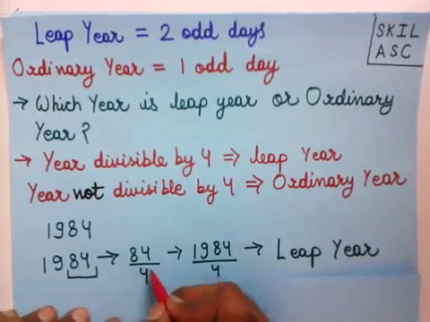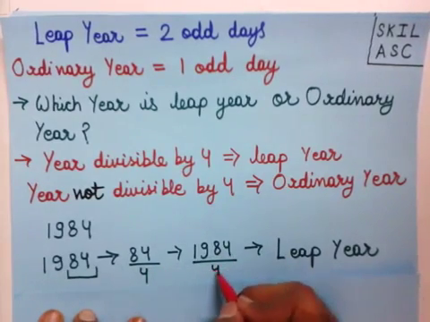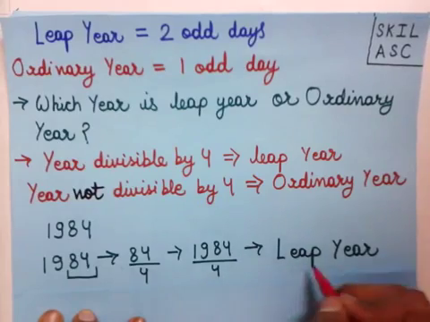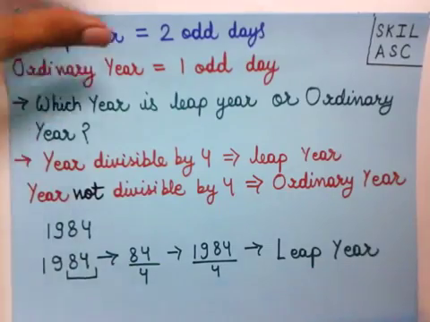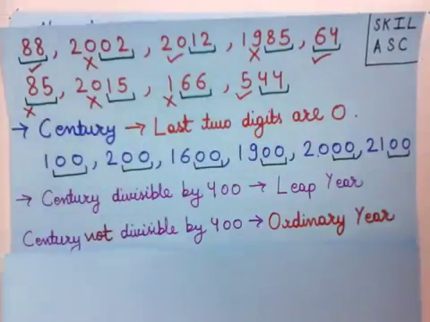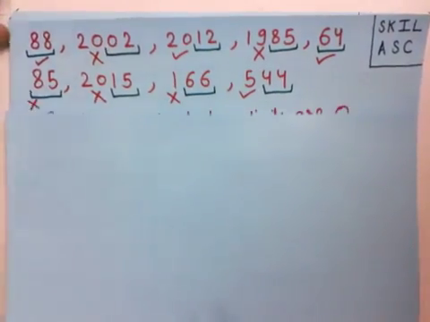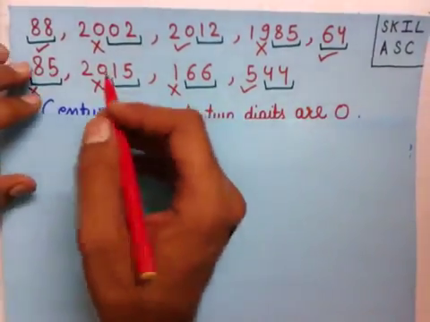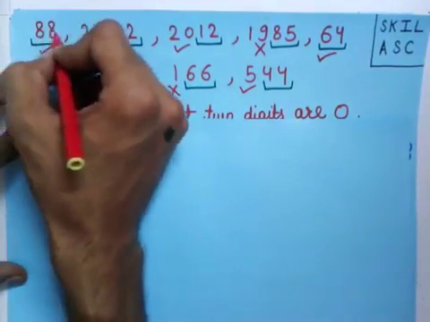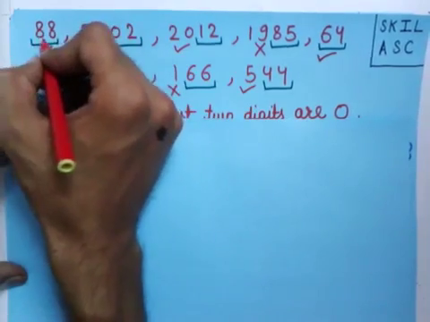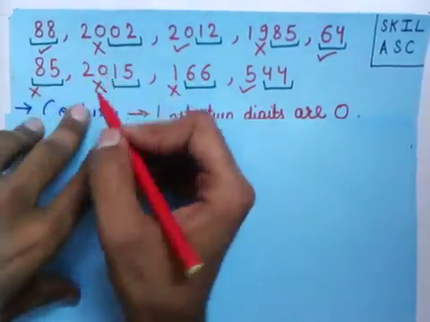In this case, 84 is divisible by 4. It means that 1984 is divisible by 4. So we say this is a leap year. 1984 is a leap year. Now we take a few more examples. So we have the year 88. We divide its last 2 digits. These are 88 and 8 are the last 2 digits. If we divide it by 4, then it is divisible by 4. So it is a leap year.